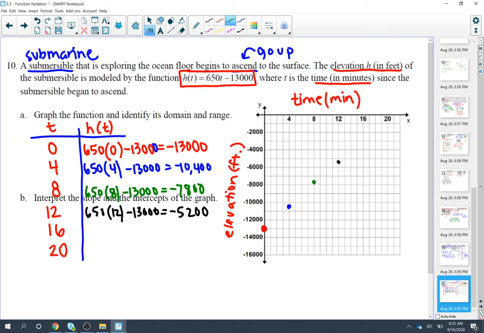Then we're going to have 650 times 16 minus 13,000. And I just need to grab my calculator for this one. So 650 times 16 minus 13,000 is negative 2,600.